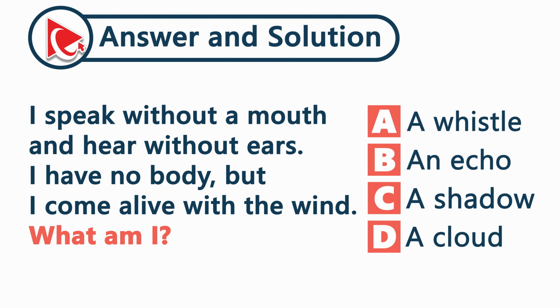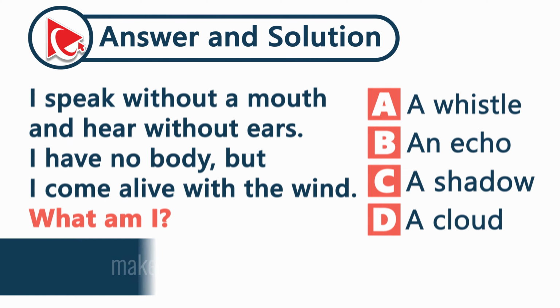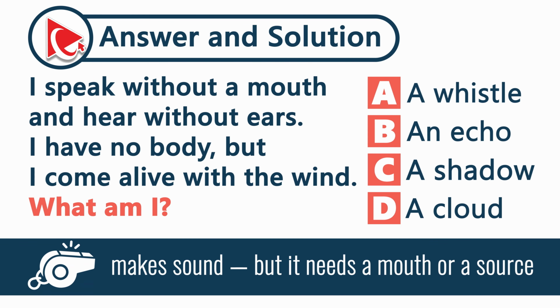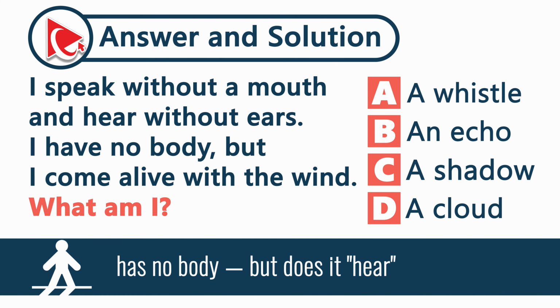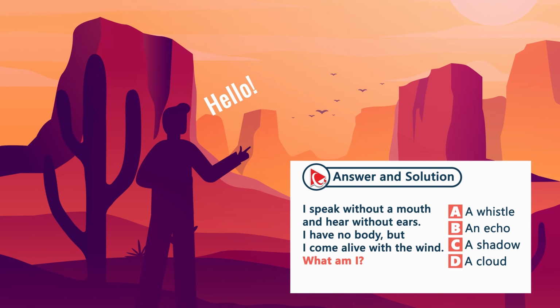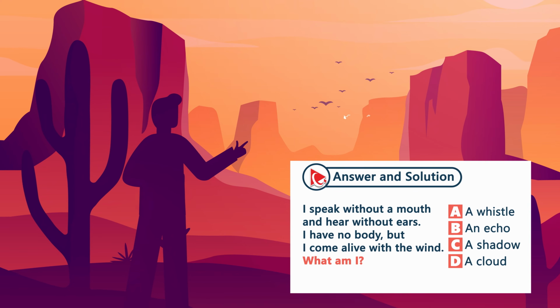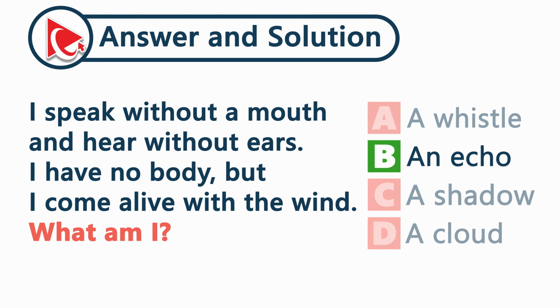Some of these options might seem obvious at first, but remember, the question is all about what it describes, not just what sounds similar. And here's why. A whistle makes sound, but it needs a mouth or a source. A shadow has no body, but does it hear? A cloud moves with the wind, but it doesn't speak or listen. Think about something that travels on air, repeats itself, and doesn't really exist in a physical form. The correct answer here is choice B, an echo.